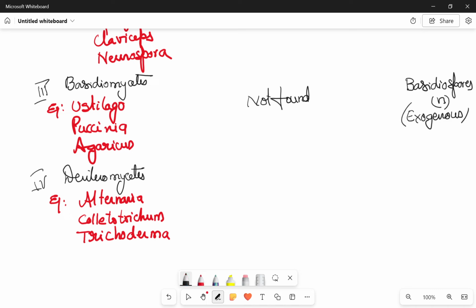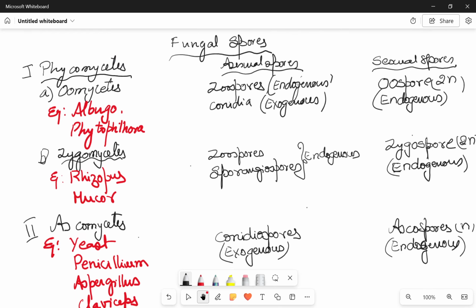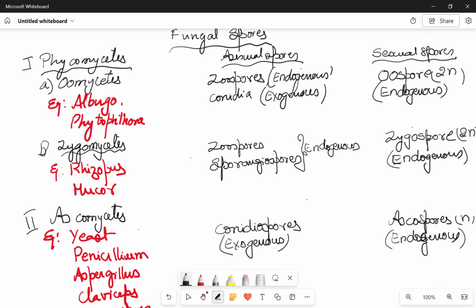So what are the asexual spores here in Deuteromycetes? Conidiospores, exogenous only. And here the sexual reproduction is absent. That's why those are called fungi imperfecti. Sexual spores are not formed. So this is about the asexual and sexual spores of kingdom fungi, the 4 classes.